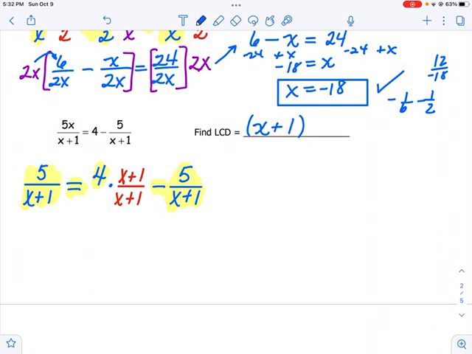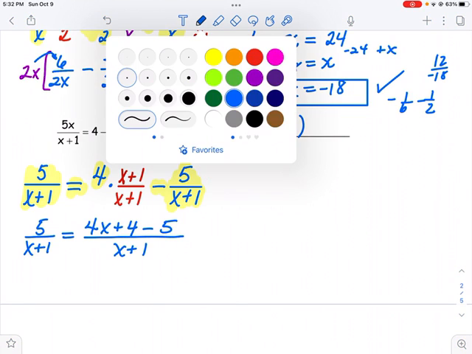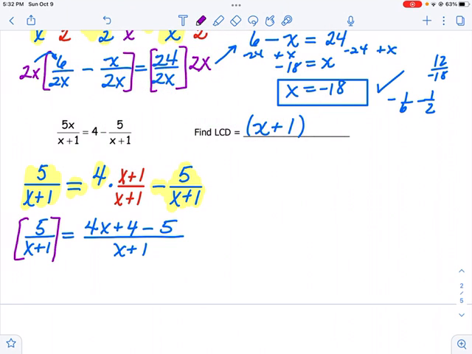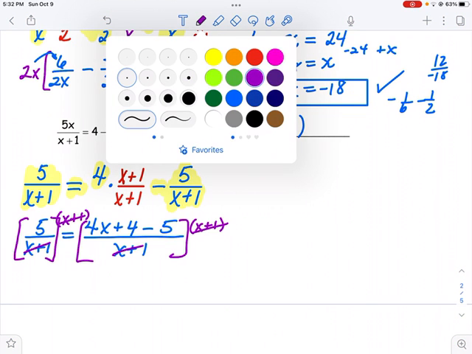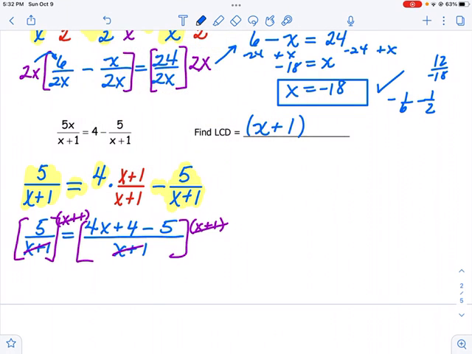Let me see if this will get it going. Okay, so we have 5 over x plus 1 equal to 4x plus 4 minus 5, all over x plus 1. If we take both sides of the equation and multiply by x plus 1, essentially the x plus 1s cancel with each other. They are common factors, so now we can simplify easily.